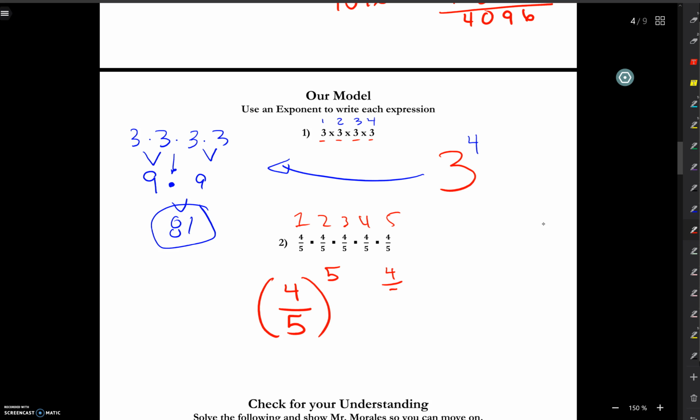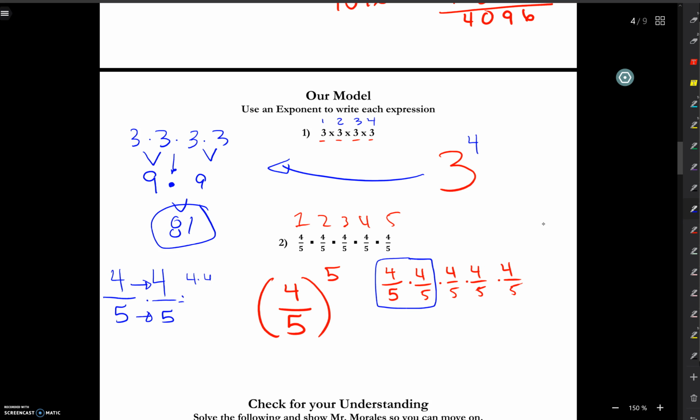What does this mean? This means 4/5 times 4/5 times 4/5 times 4/5 times 4/5. And remember, when we're multiplying fractions, we just multiply straight across on both. So it's 4 times 4 over 5 times 5. 4 times 4 is 16. 5 times 5 is 25. So we have 16/25.